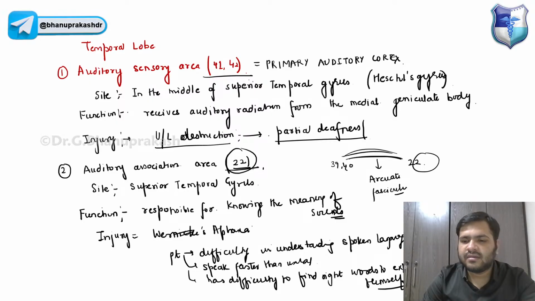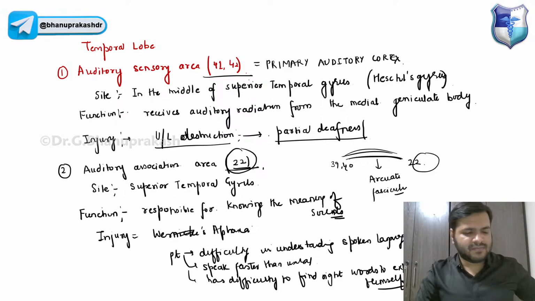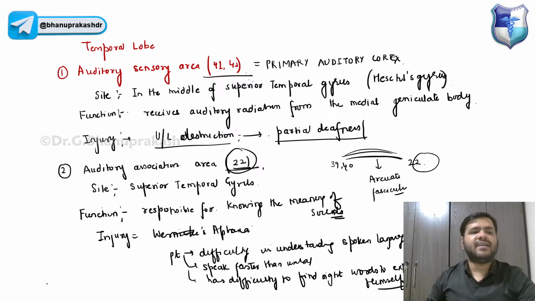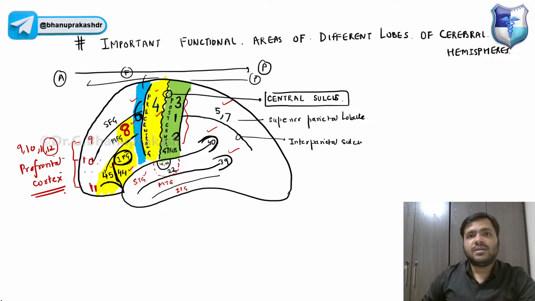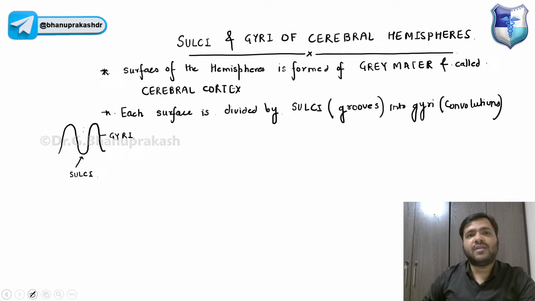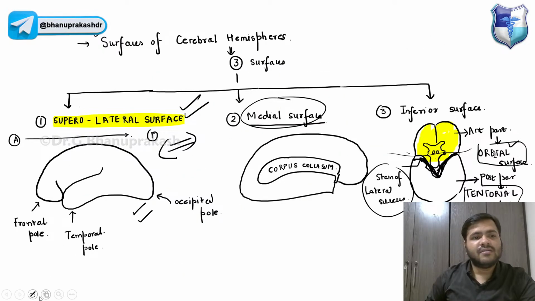I will be discussing the occipital lobe more in the medial surface of the cerebrum. Guys, till now we have discussed the functional areas of the superolateral surface in detail. So the superolateral surface is done.